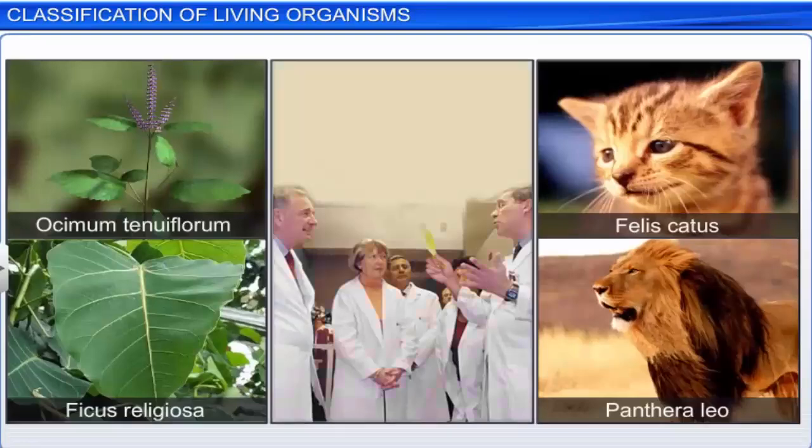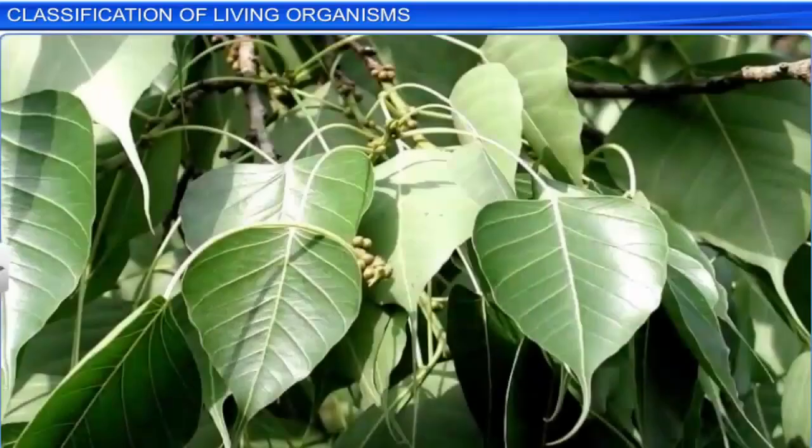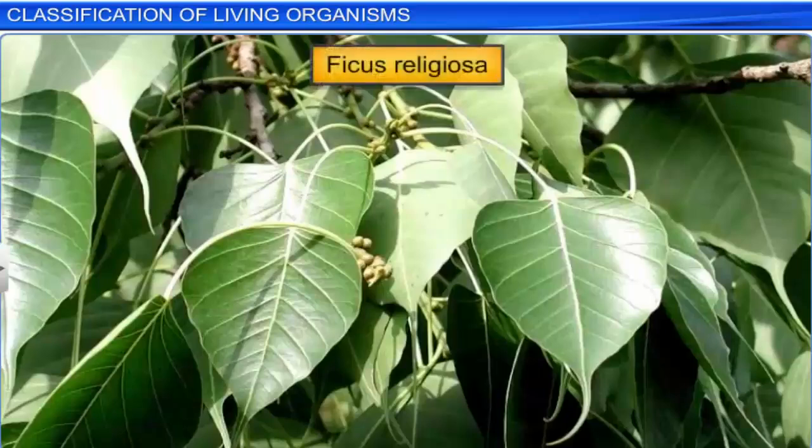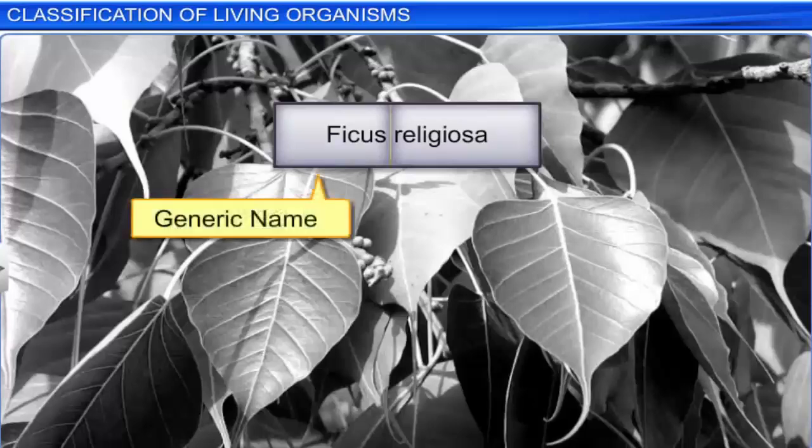However, certain universal rules are followed while providing a scientific name to a known organism. For example, the scientific name for the sacred fig, commonly known as the peepal tree in India, is Ficus religiosa. Here, as you can see, the scientific name has two components: the generic name and the specific epithet.